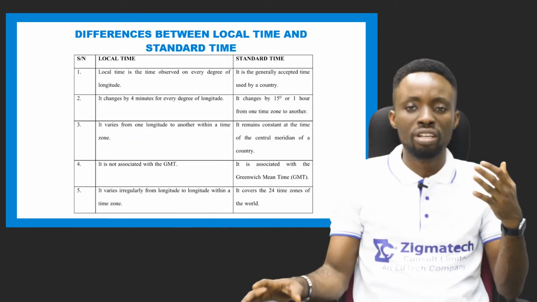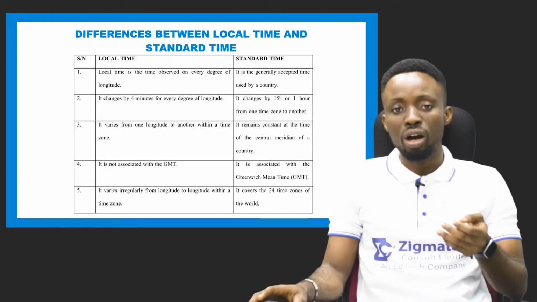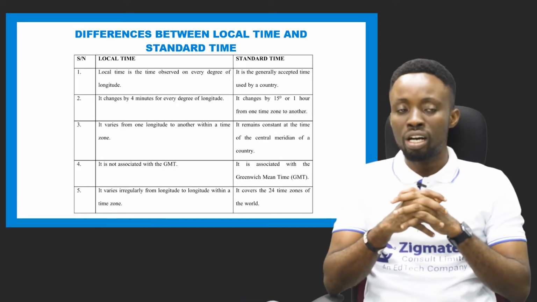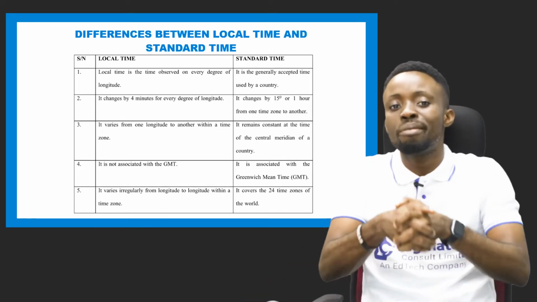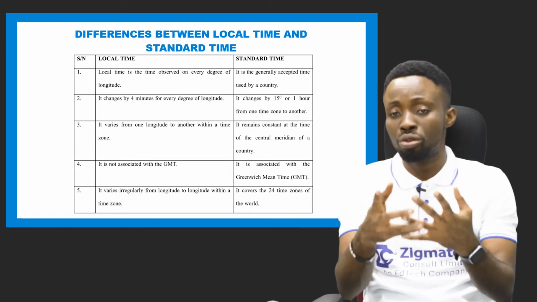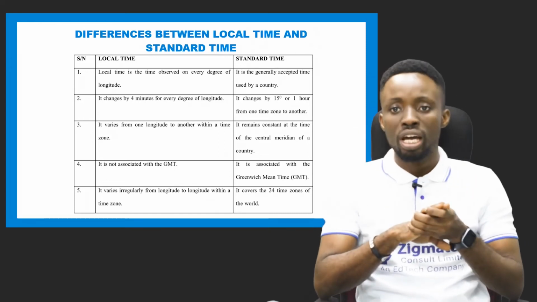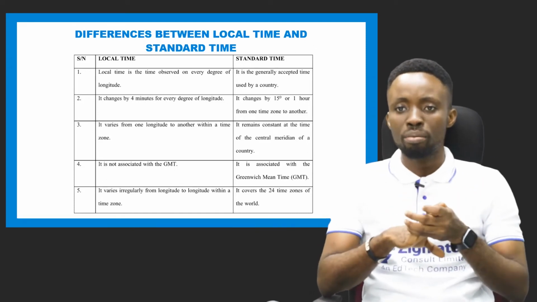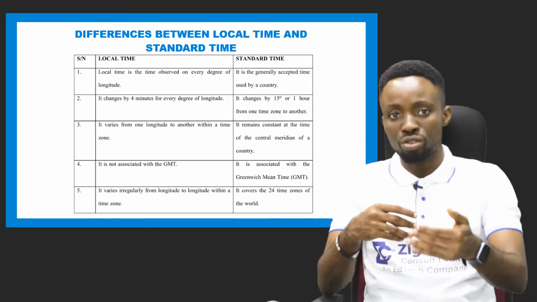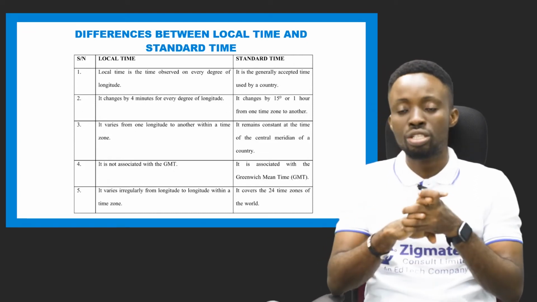So let's look at the differences we have between local time and standard time. Now, local time is actually observed for every degree of longitude, but the standard time of a country is the time that they generally adopt or accept in that country. I remember I told you that you take it from the central meridian of that country. And when we talk about local time, the time changes by every 4 minutes. As you move from here to here, every 4 minutes the time will change when the Earth is rotating.